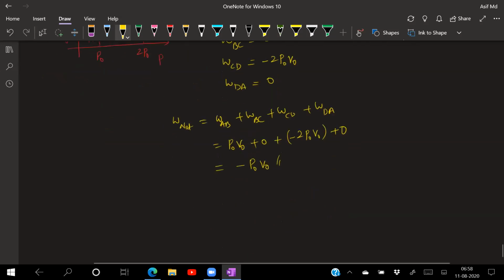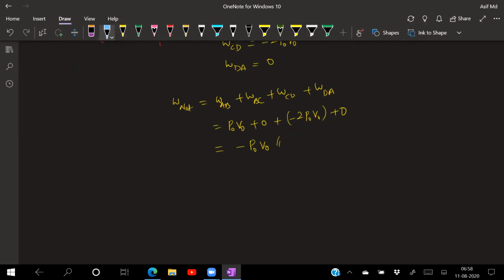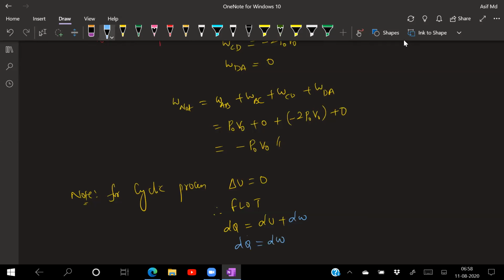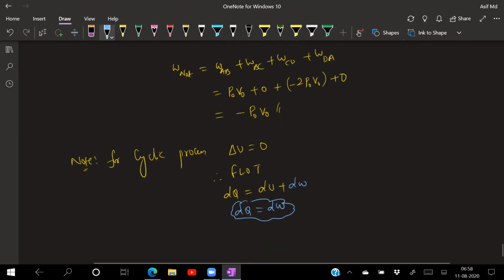That means for a cyclic process, if I'm writing the given condition, remember here in the note, for cyclic process, change in internal energy is 0. Therefore, applying the first law of thermodynamics, dq is equal to du plus dw. That means dq will be equal to how much for me, beta? dw. Why is internal energy zero, beta? For cyclic process.